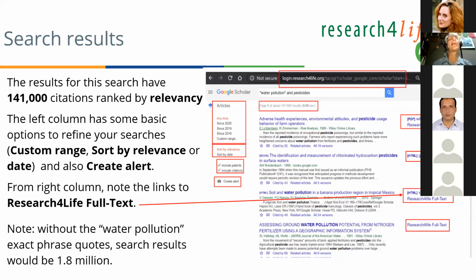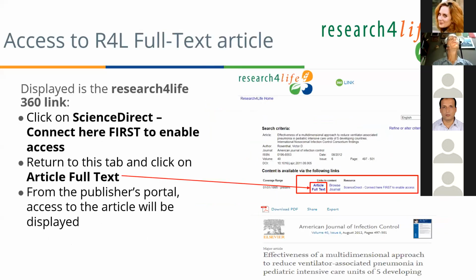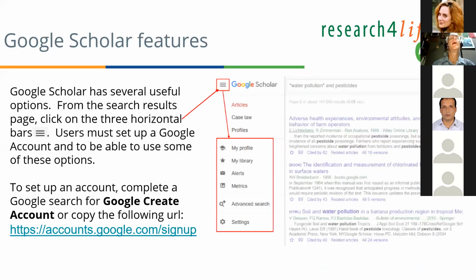And if I click on that, I would go to the 360 link, Research for Life 360 link, which is again running through Summon, and you click on the article full text. And in this case, the title is listed below and you can download it. So this is just to demonstrate what we actually did in Summon 2 using the 360 link. Very interesting. There are some useful tools in Google Scholar.